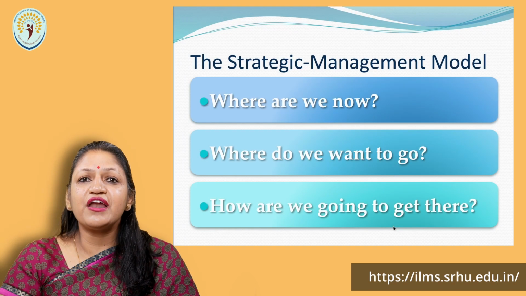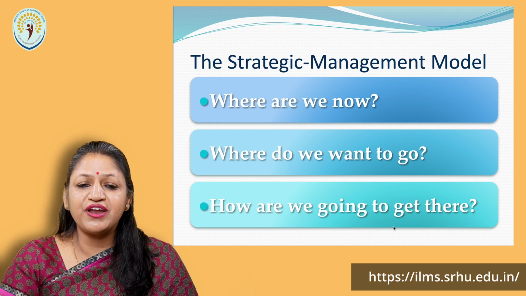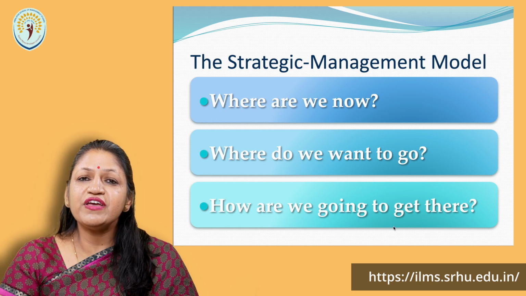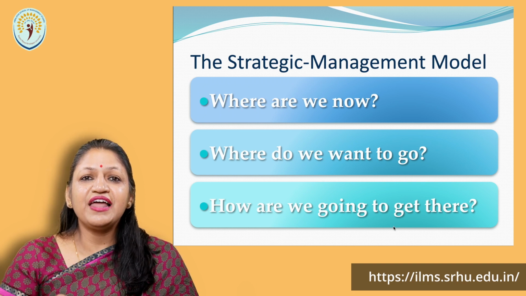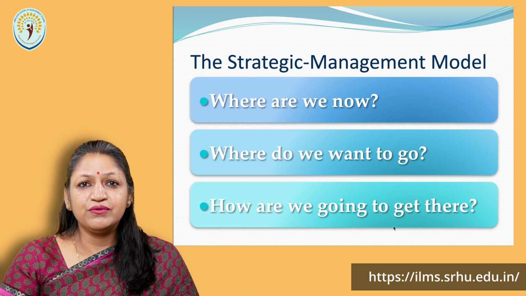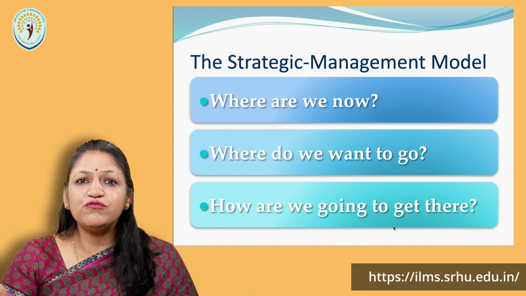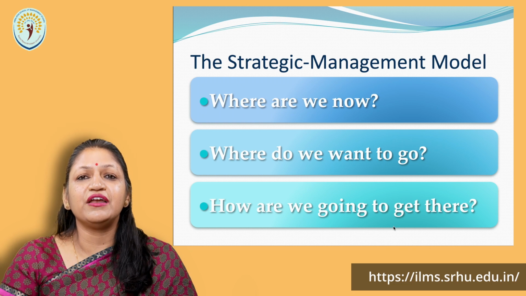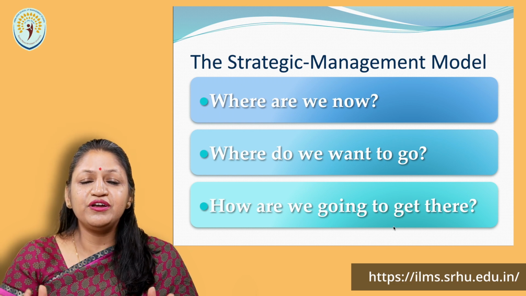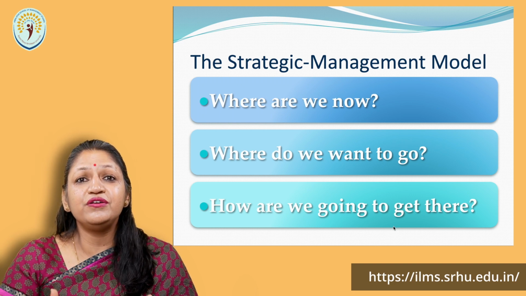So when we talk about the strategic model, this is going to give you a better picture of what we actually mean by strategic management. So the first thing which we are analyzing in the strategic management model is, where are we now? So we are seeing the present situation. Then we are analyzing, where do we want to go? What is the position which we want to achieve? What is the place which we want to achieve in the business environment, in the market? And how are we going to get there? So very simply put, the strategic management model is answering these 3 important questions.